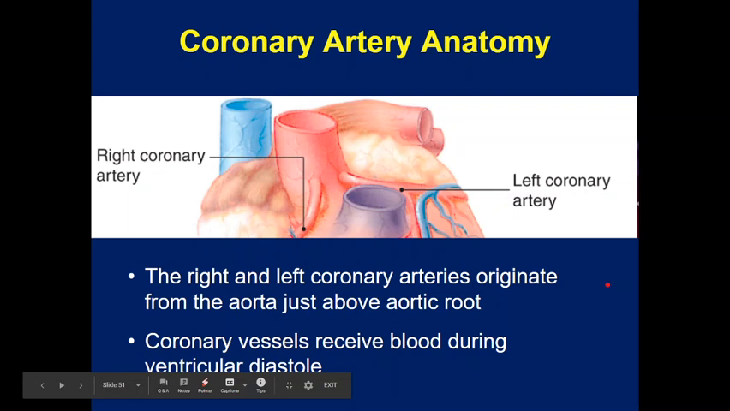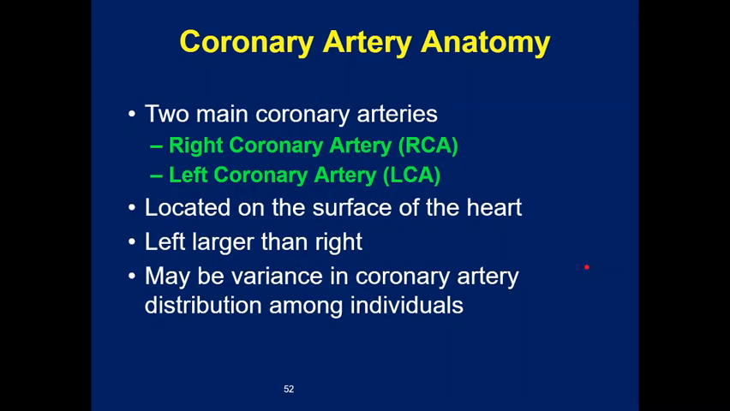When the heart is in systole, it's such a high pressure system that the systolic blood pressure almost prevents blood flow through the coronaries. So the blood flow in these arteries actually occurs during diastole. If your heart is beating too fast, that can actually impede some coronary blood flow as well. A key point is that blood flow in these coronaries occurs during diastole.